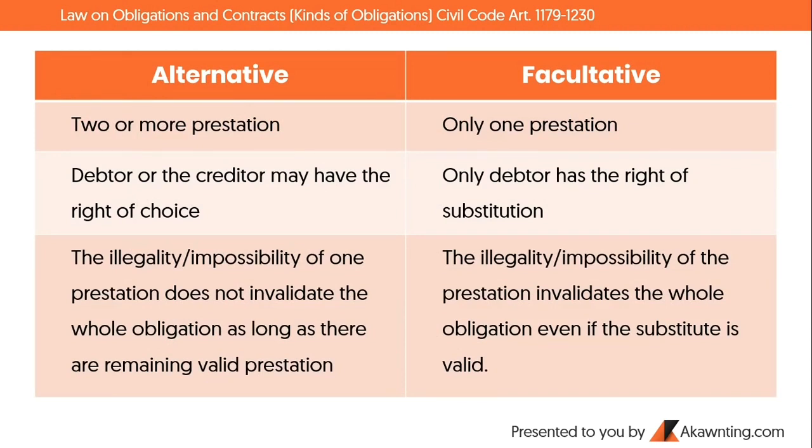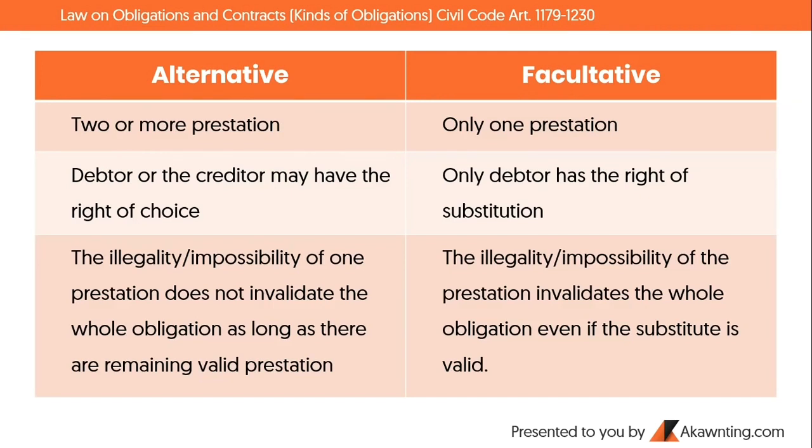Okay, so before we move on to the next topic, tingnan muna natin yung pagkakaiba, yung major differences between the alternative and facultative obligation. So, alternative, meron tayong 2 or more prestation. While in facultative, there is only one prestation. Okay? Next difference is the debtor or the creditor may have the right of choice. However, in facultative, only the debtor has the right of substitution. Never na pwedeng ibigay yan kay creditor.